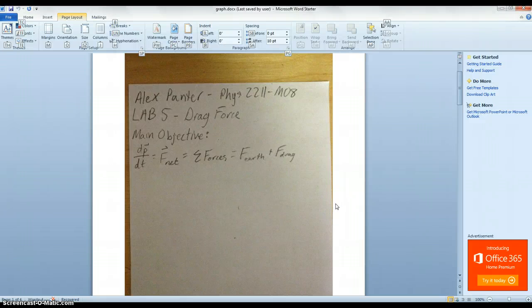Hey, this is Alex Panner, and this is Lab 5, and our main objective was to observe drag force. Using the momentum principle, you get dp over dt equals F net, which is the sum of all the forces, which in this case is the force of gravity plus the force of drag.